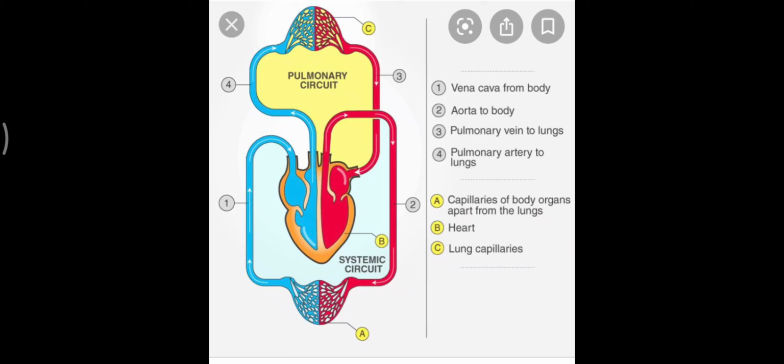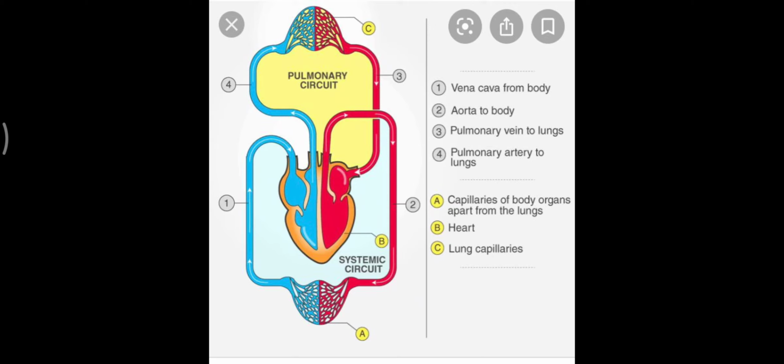In our last class, we learned about the cardiac cycle, or blood flow through the heart. In today's class, we are going to start the most important topic, that is the double circulation. Now, let us define the double circulation first.